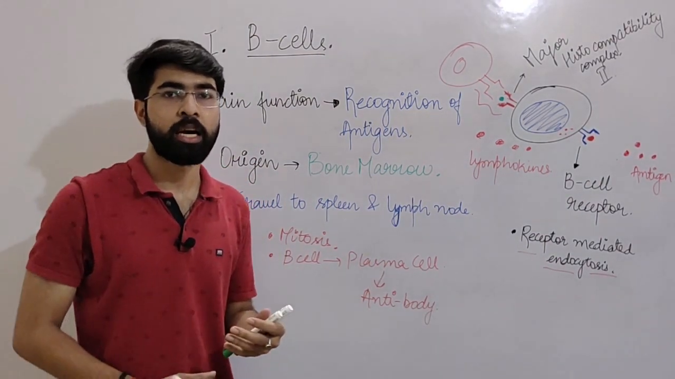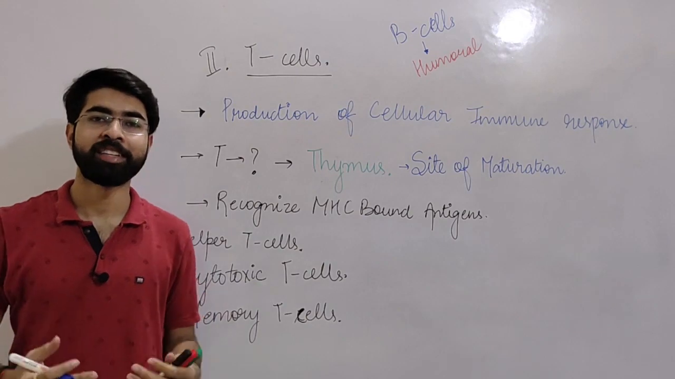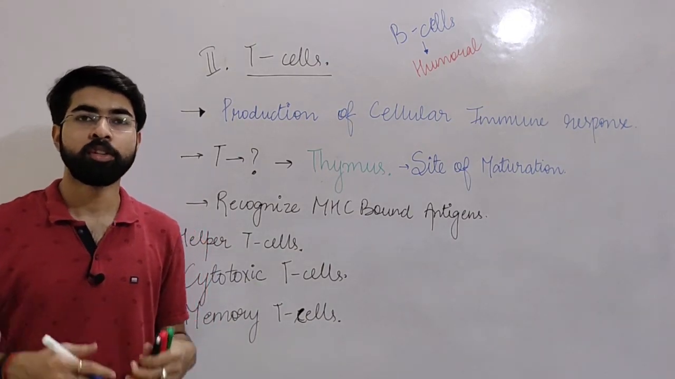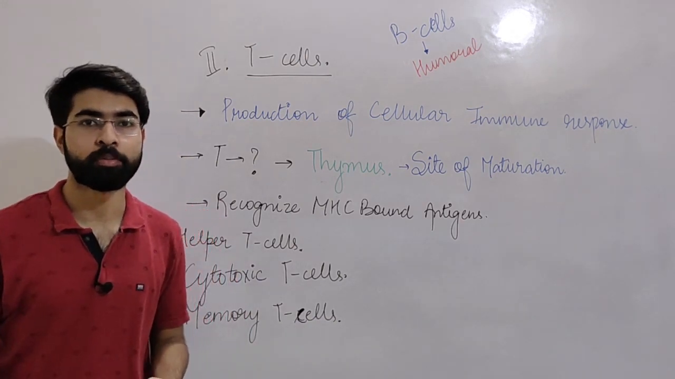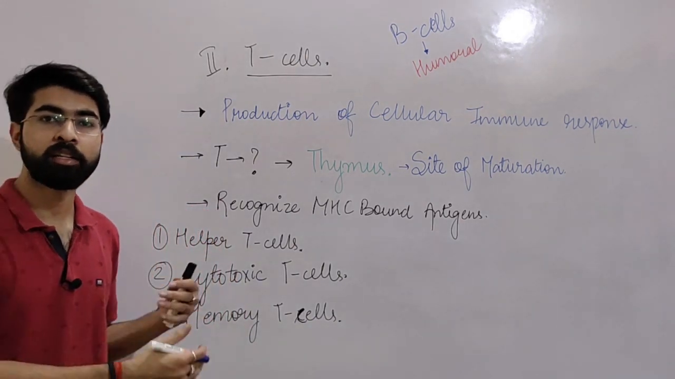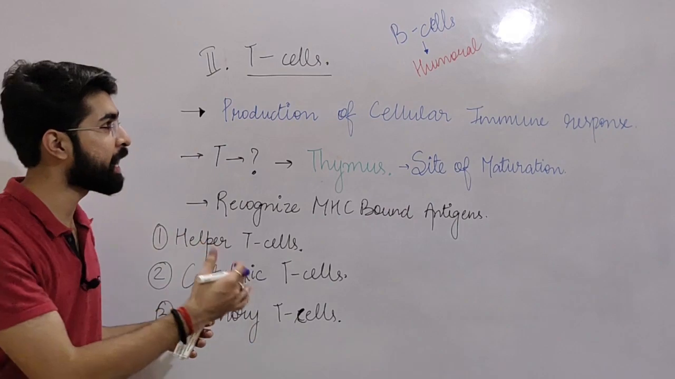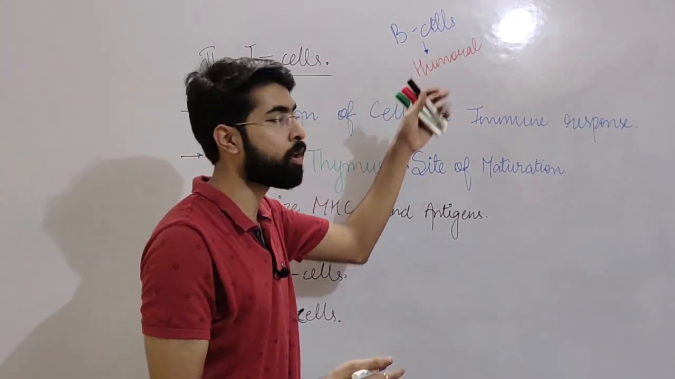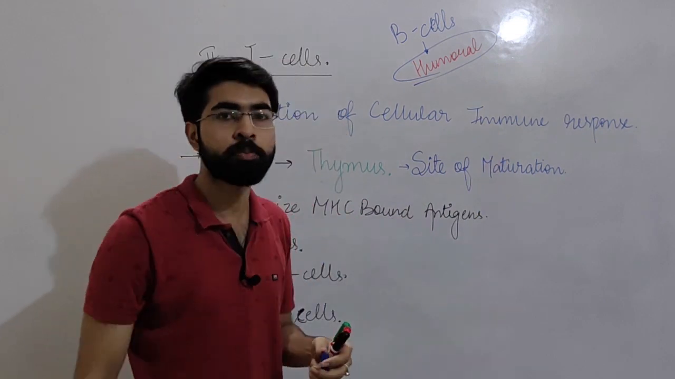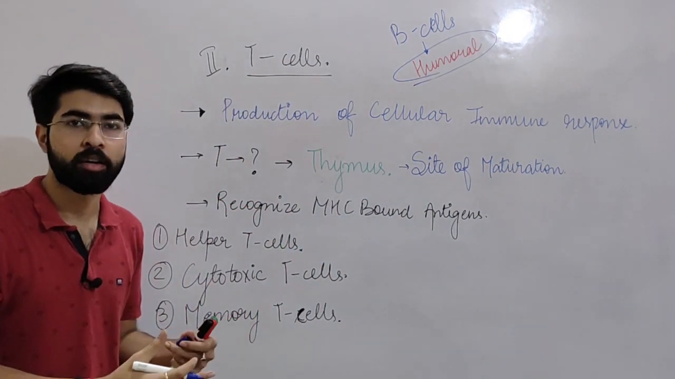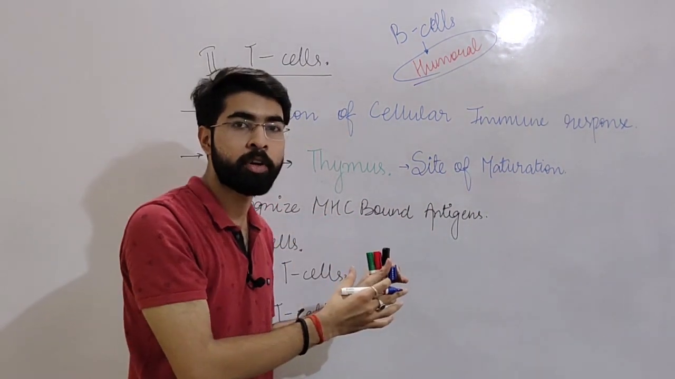Now we will be discussing T cells. So now let us talk about T cells. These T cells are involved in the production of cellular immune response. That is, they help in the cellular immune response. Whereas the B cells were involved in the production of humoral immune response. Why humoral immune response? Humoral means blood immune response. So why in the humoral response?